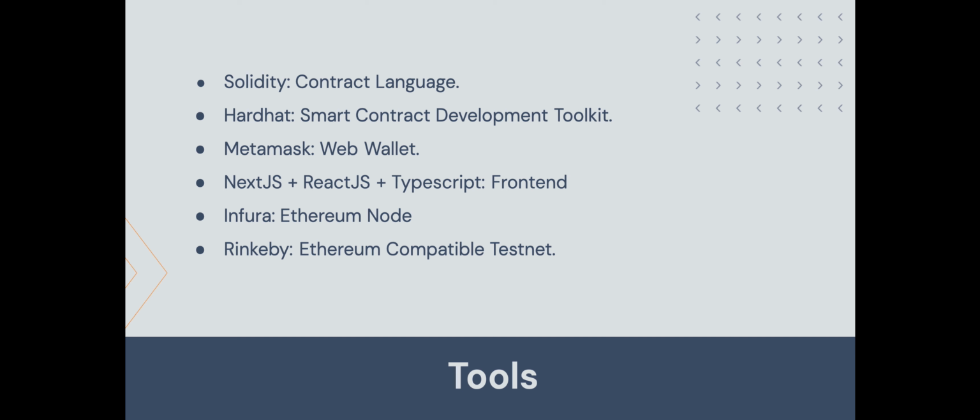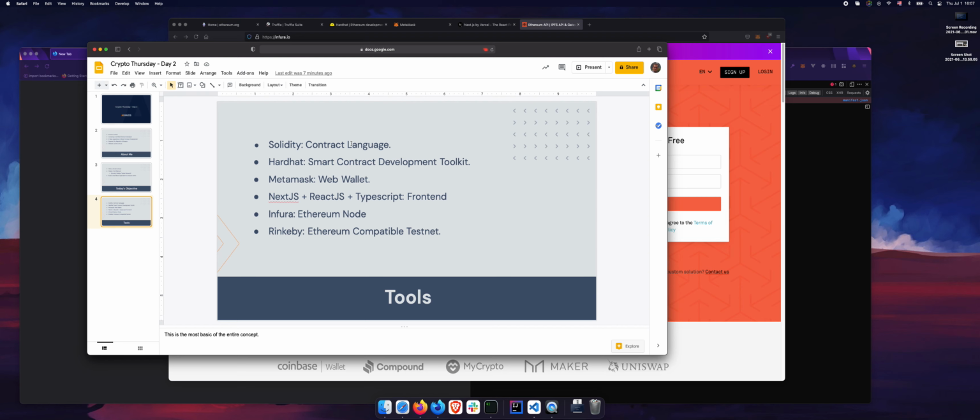For the web wallet, we are going to be using MetaMask, and for the front end, we are going to build a small front end with Next.js plus React.js plus TypeScript. We are going to be using Infura as our node, and we are going to be using the Ethereum testnet of Rinkeby. So well, let's begin.